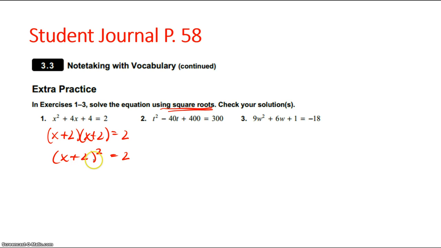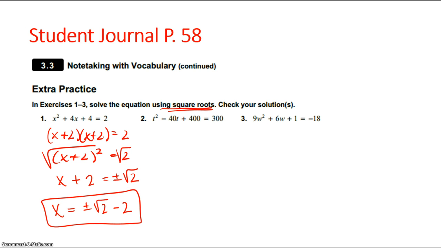So now that I've done that, I can square root both sides, and I get x plus 2 equals plus or minus root 2. And I can solve my equation by subtracting 2 from both sides. x equals plus or minus root 2 minus 2, and that would be my answer.